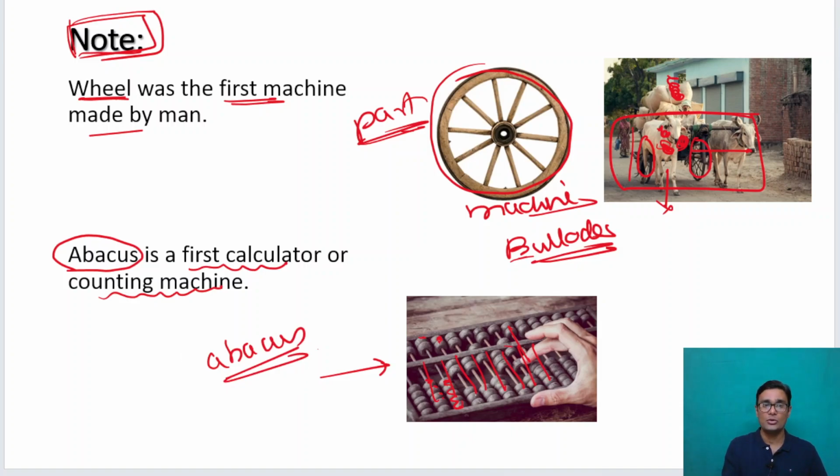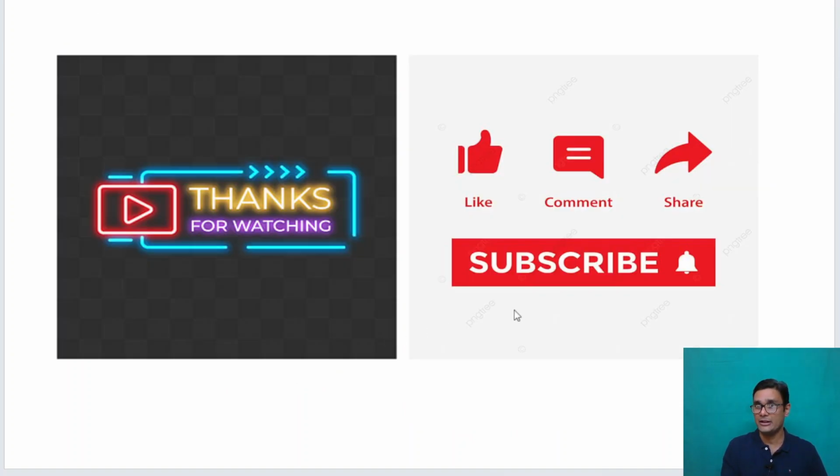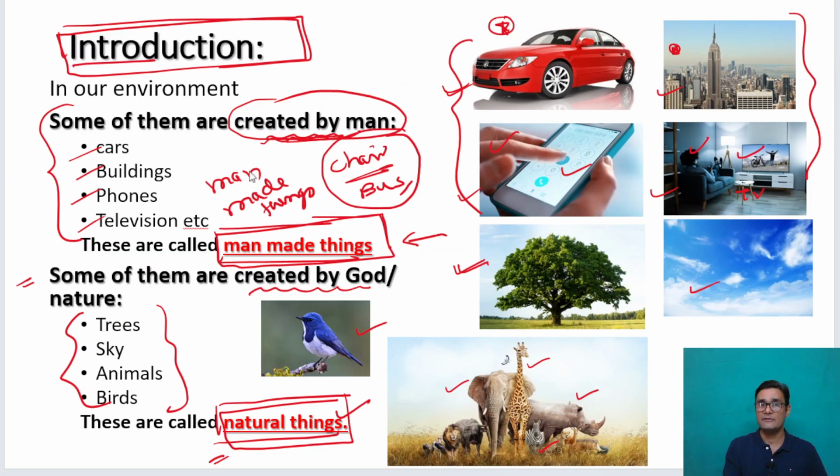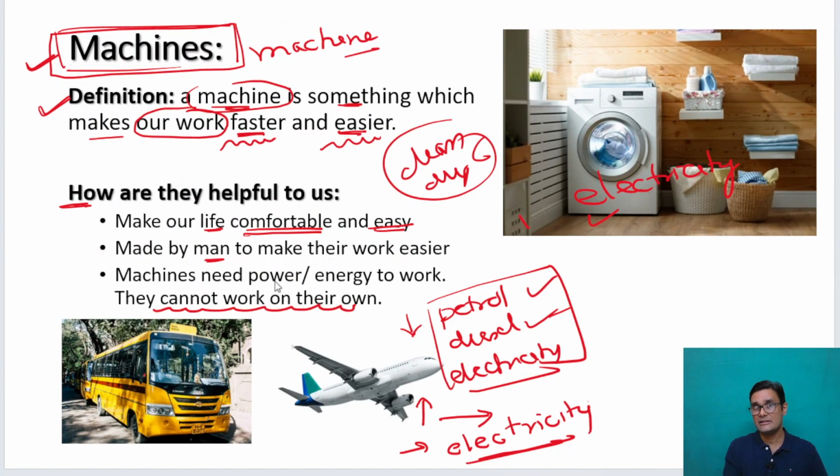Okay, so now we have come to the end of the chapter. Let us have a quick recap. Today we were talking about the introduction to machines. We said there are man-made things like car, phone, and natural things like trees, birds, animals. Then we said what a machine is: it makes our work faster and easier. It makes our life comfortable and easy.